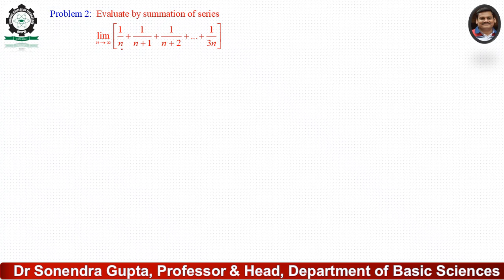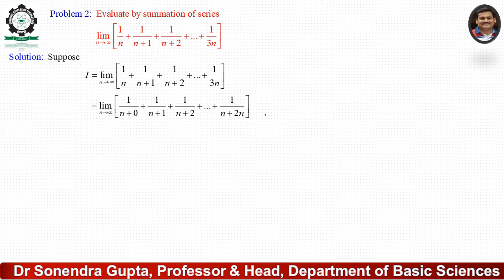Now our second question is: evaluate by summation of series, limit n tends to infinity, 1 upon n, 1 upon n plus 1, 1 upon n plus 2, up to 1 upon 3n. So we can write I equal to limit n tends to infinity of this much. Here we see that the first term is n, the last term is 3n, and the rest of the terms are n plus 1, n plus 2. So we can say that the first term is n plus 0 and the last term is n plus 2n. So we can write in this way.